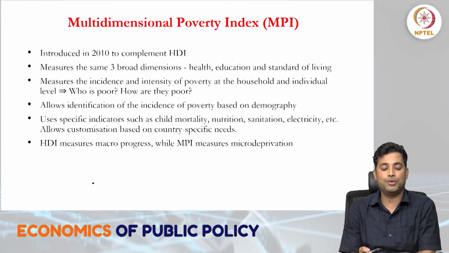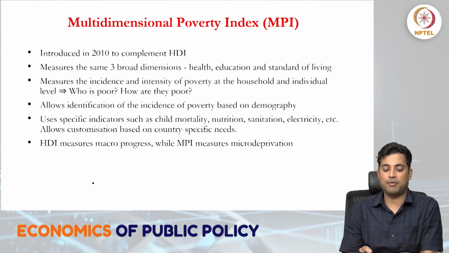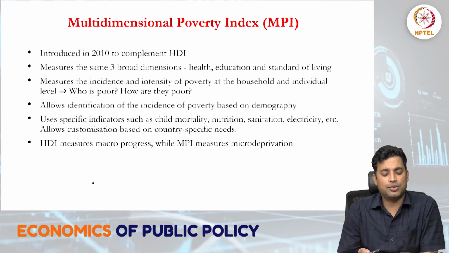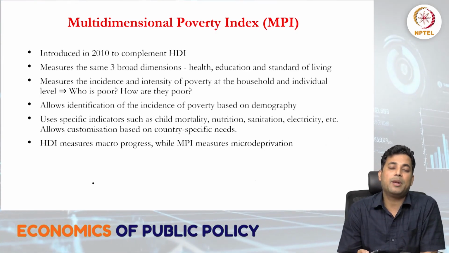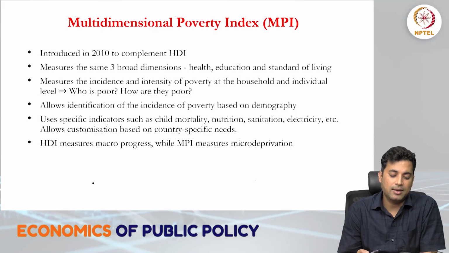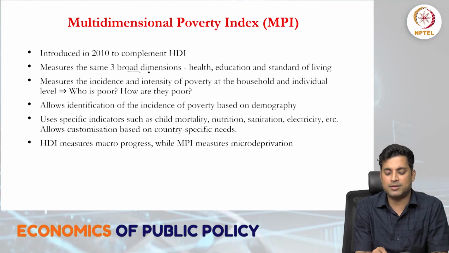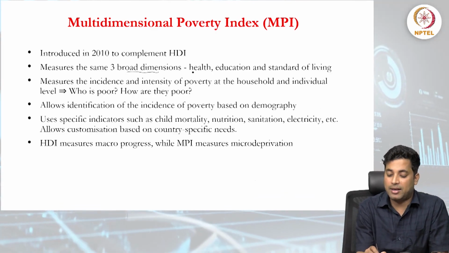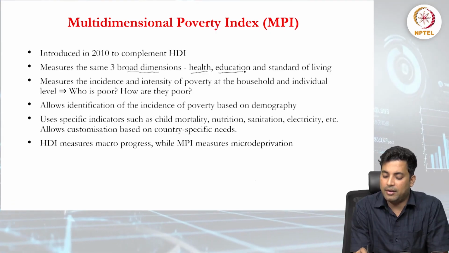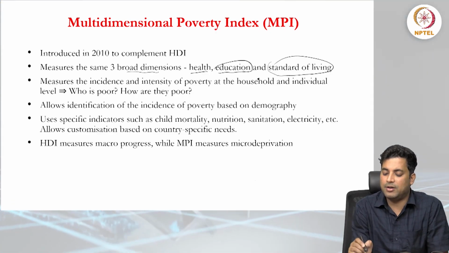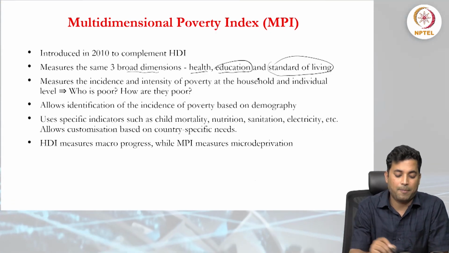So now let's move to the multidimensional poverty index. It was introduced in 2010 to complement the human development index, and the measures are broadly similar. The broad dimensions are kept the same: health, education, and standard of living, which is a proxy for income.